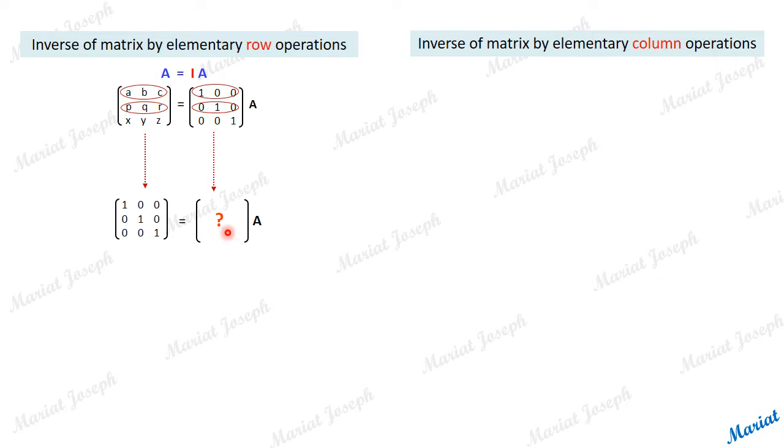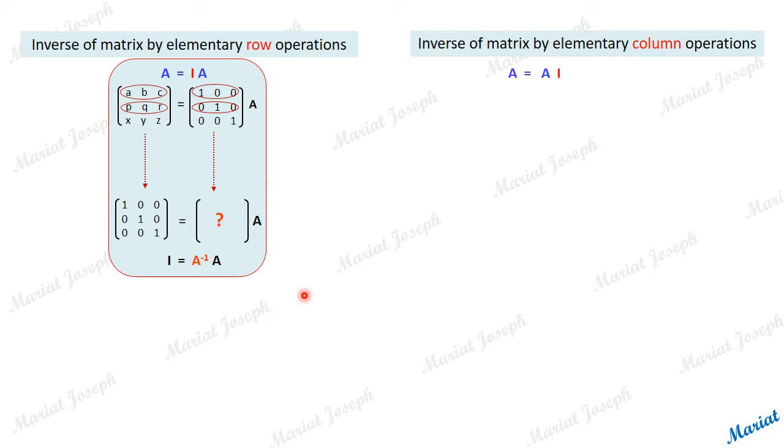Whatever this matrix is, this equation now reads as I matrix is equal to some matrix into A. And it is matching with the equation I matrix is equal to A inverse into A. This is the definition of the inverse of a matrix: A inverse into A is equal to I. Hence, we are able to pick up the inverse of this A matrix as the matrix that we obtained during this operation.